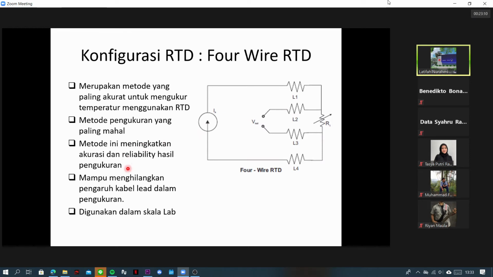And this method increases the accuracy and reliability of the measurement results. Using additional cables, additional wires, its purpose is to reduce the wires' resistance. But it is used mostly in the lab scale, only at the lab. It's not cheap and it uses more cables, so it is mostly used in the lab.